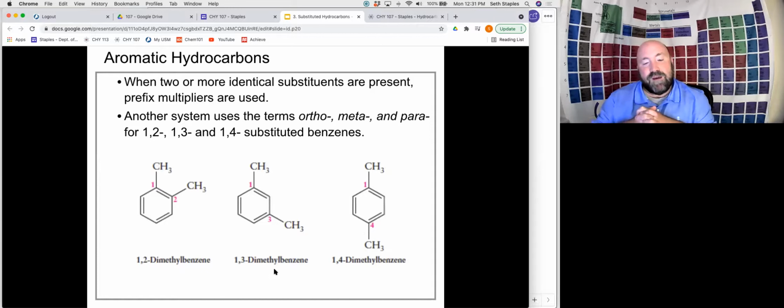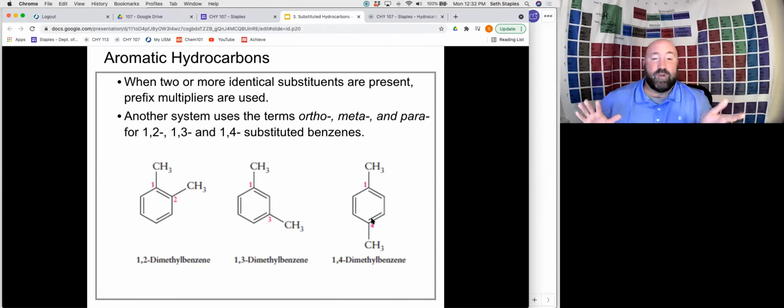We also have another numbering location that we use called ortho-meta-para. And so in that, what we do is, again, the more important group would get the main designation for a number. But then if your relationship is 1,2, like this example here, so in 1,2-dimethylbenzene, this could also be called ortho-dimethylbenzene. In a 1,3 relationship, this would be meta-dimethylbenzene, or a 1,4 would be para-dimethylbenzene.